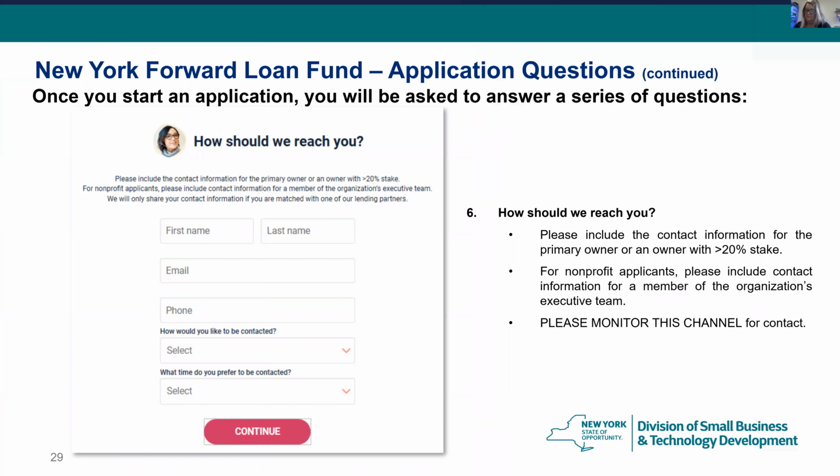Next question, how should we reach you? Obviously, this is important too. You're going to want to put in the contact information for the person who's going to be working on this application, their email address, their phone number, and select how you prefer to be contacted. Nonprofits should use somebody from their organization's executive team, of course, best using the primary owner of the business. Please monitor this channel when you've selected it. So as soon as you go through and do this match, watch your email, and listen for the phone number that you put in ringing.